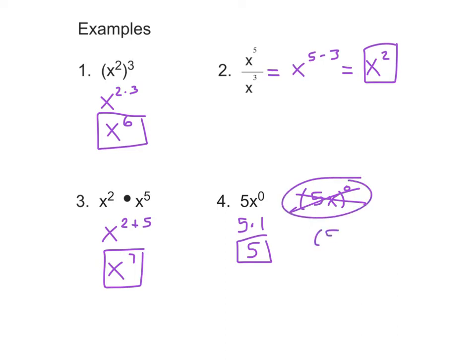What would 5x in parentheses all raised to the 0th power be? Well, this is saying that this whole thing is being raised to the 0. Again, what we said for the 0 exponent rule is that anything raised to the 0 power becomes 1. So this is simply 1.